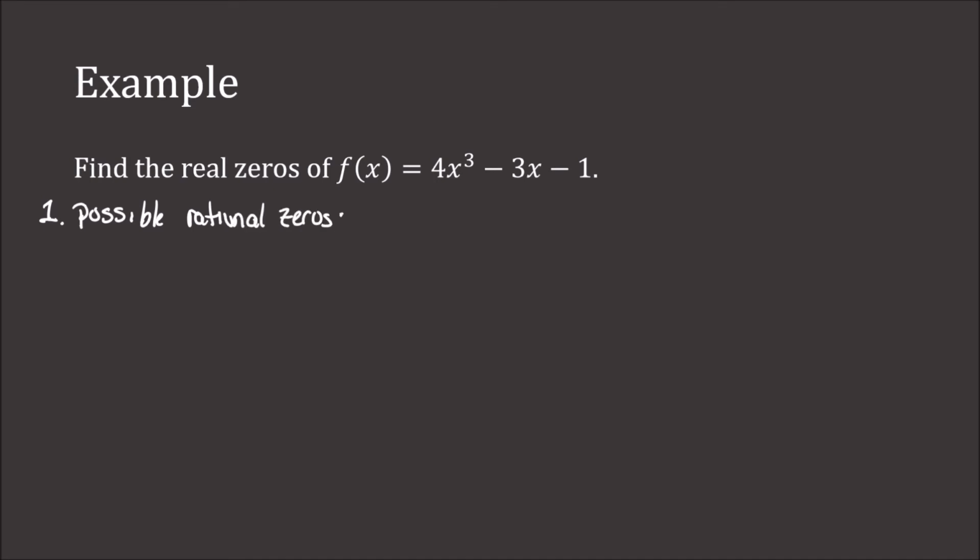And we do this using the rational zeros theorem. So it's going to be factors of 1 over factors of 4. So it'll be plus or minus 1 over 1, plus or minus 1 over 2, plus or minus 1 over 4.